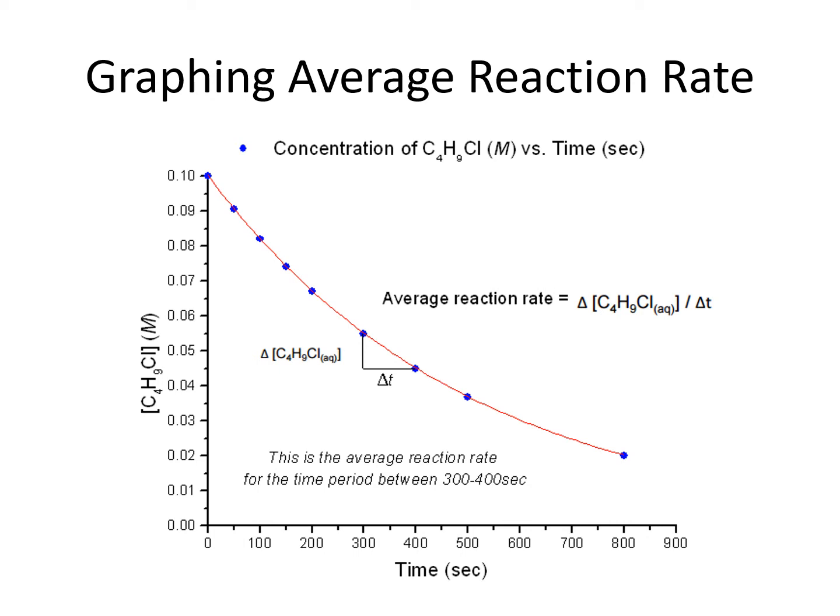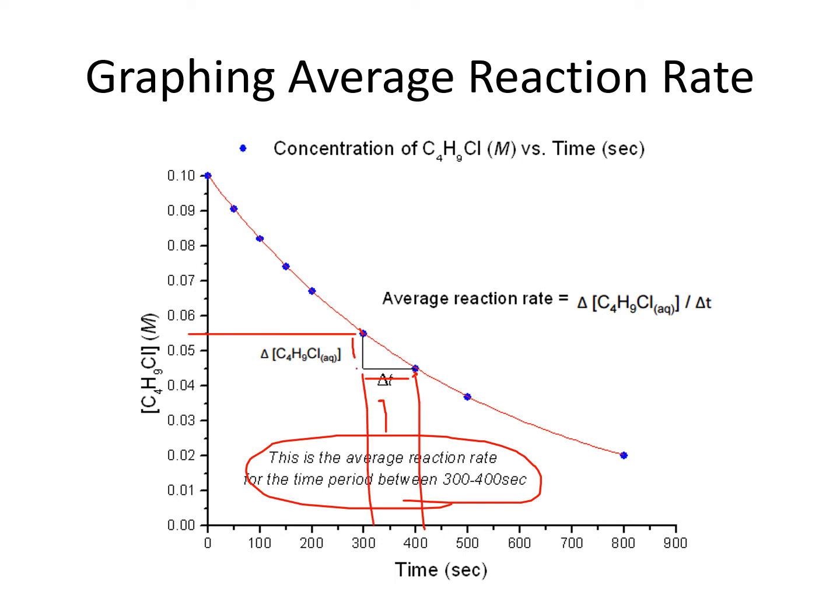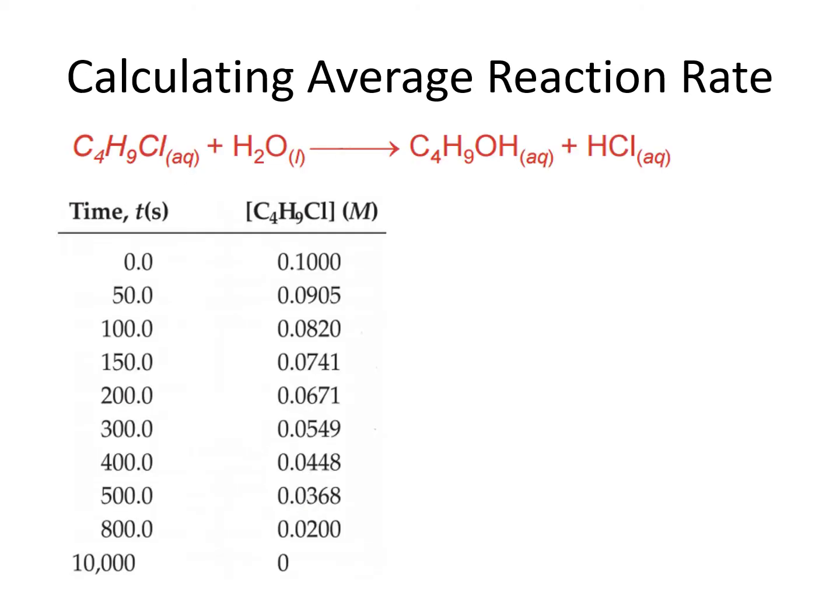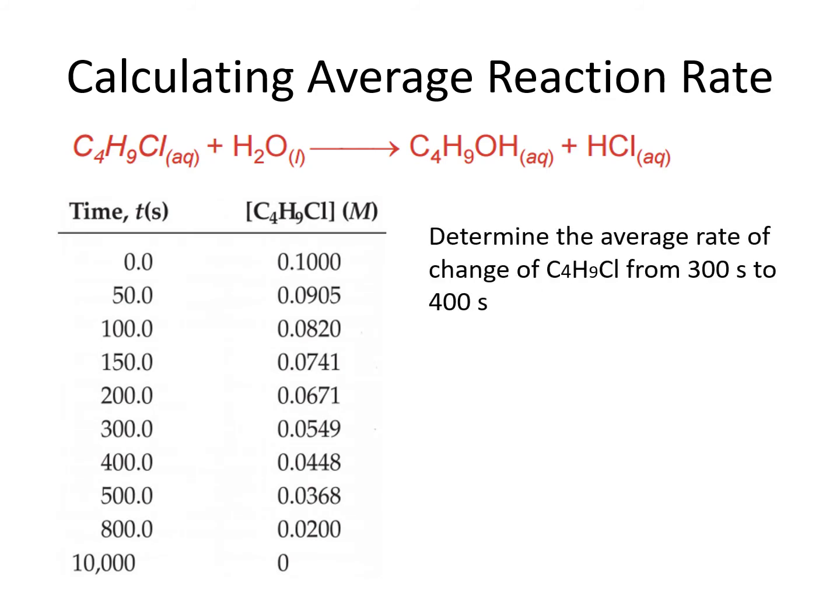So what's indicated on here is what's going on at 300 to 400 seconds. You have your 300 seconds, you have your 400 seconds, you make your rise, you make your run, and you start to read off the values. So you get your values that are going to make up your 2 points. So here it is, determined from 300 to 400. It's change in y over change in x.